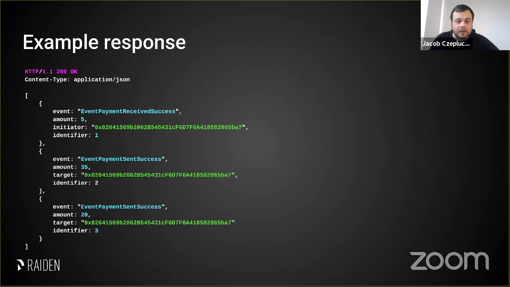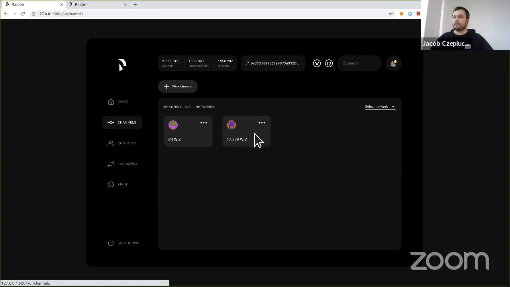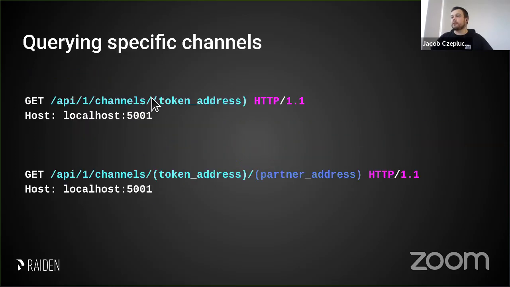Then there's a question: what is the partner address? The partner address would be the address of the counterparty in the channel. So for instance, if we look at it in the web UI, I have some channels open here. Or actually, it's probably better to show it in the slides. If we go back to the overview.